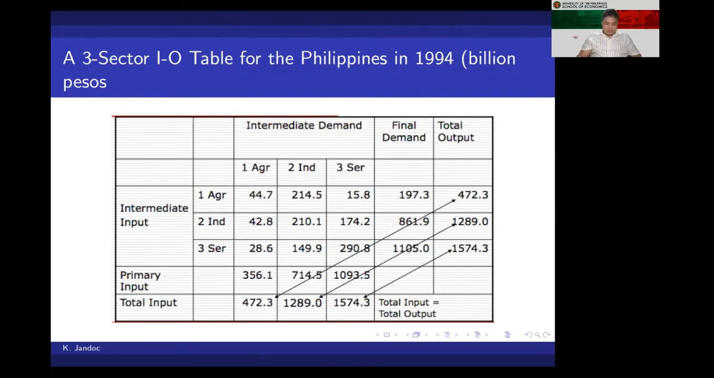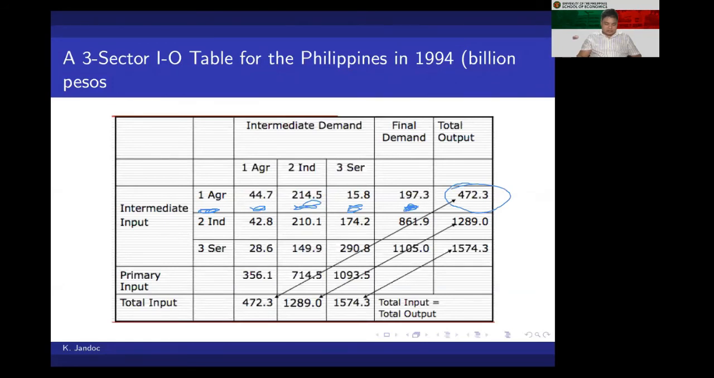So entries here are actual amounts in billions of pesos. This is from 1994. So agriculture here, okay. The output 44.7 billion is demanded by the sector itself. 214.5 billion is demanded by industry, and 15.8 is demanded by services. Now, final demand for household, government, and the rest of the world is 197.3 billion. So in total, agriculture produced a total output of 472.3 billion.